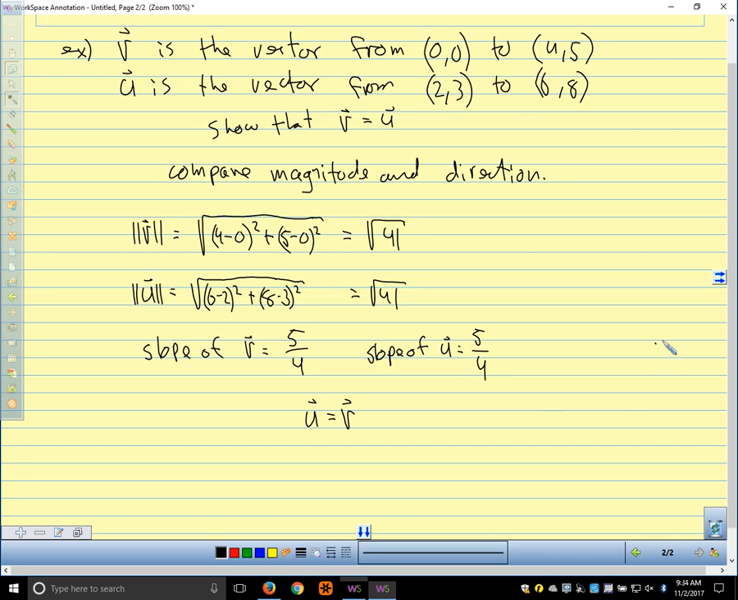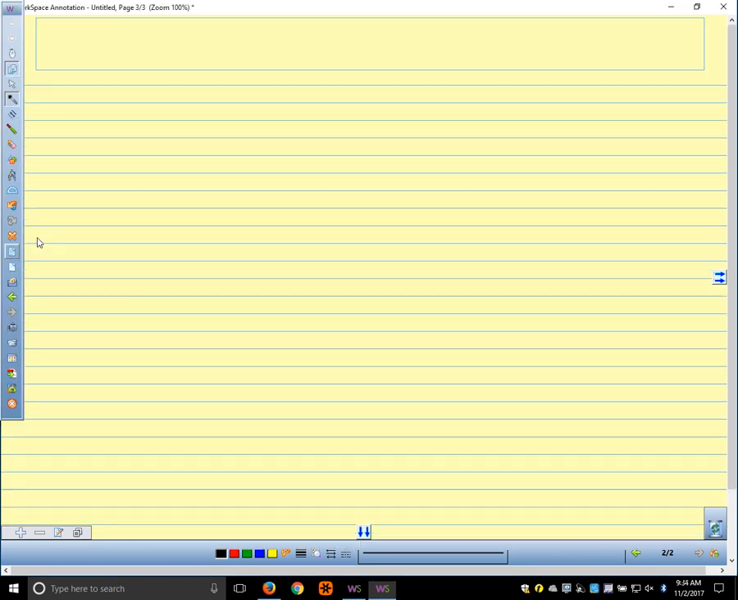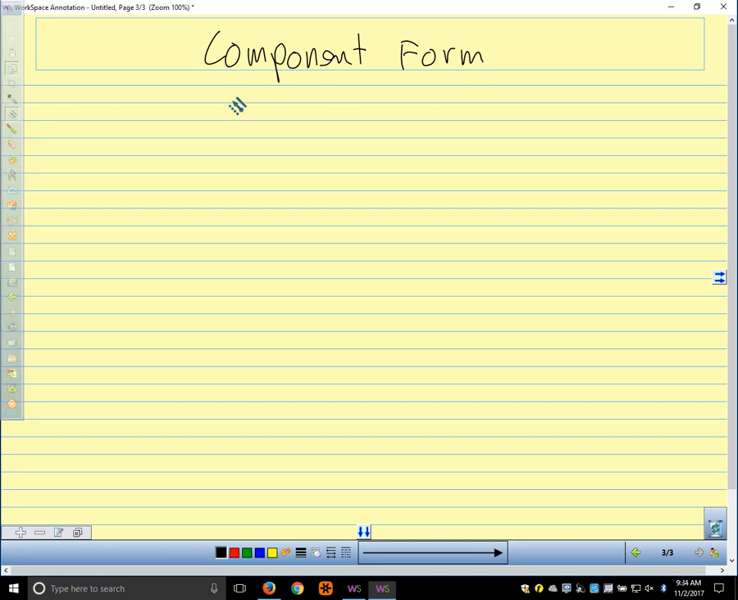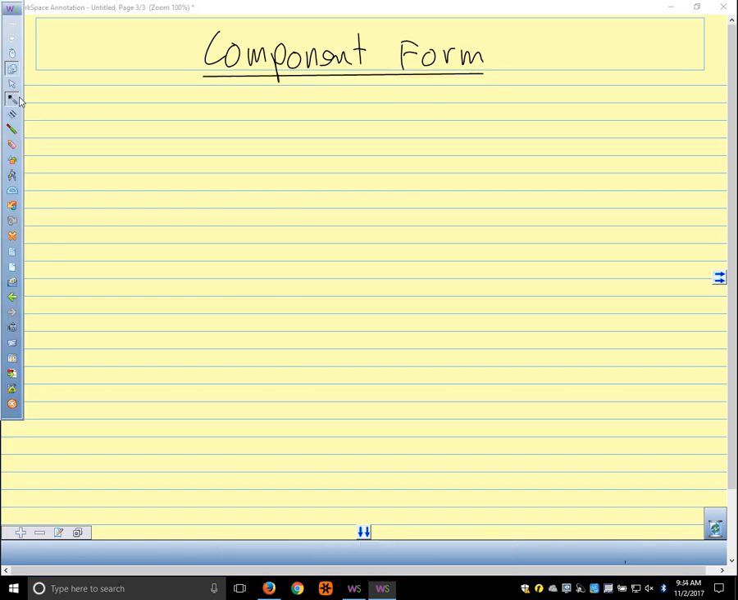Now we'll talk about another way to write out a vector, and we'll come up with a different way that's really equivalent to decide if vectors are the same. All right, so questions so far? Okay, let's talk about the component form of a vector. Component form is one of the two forms that you will see most often for a vector.